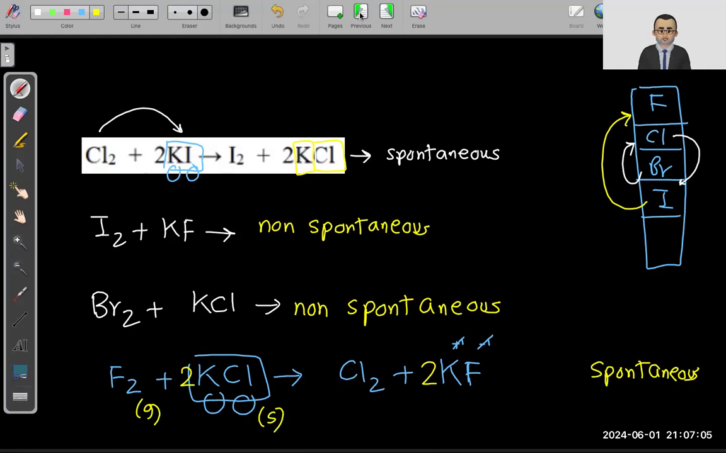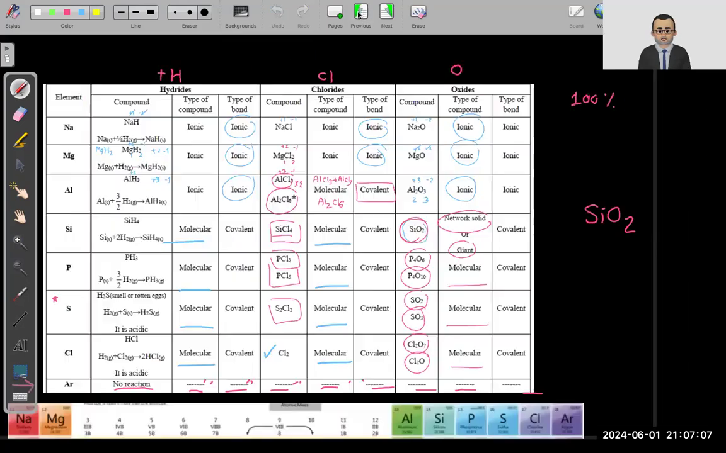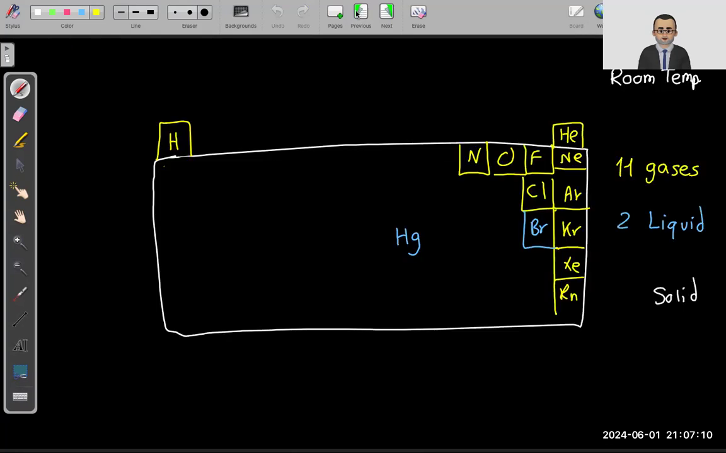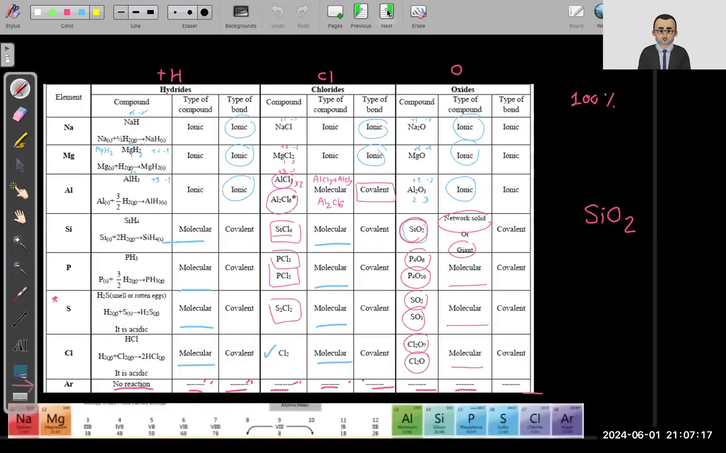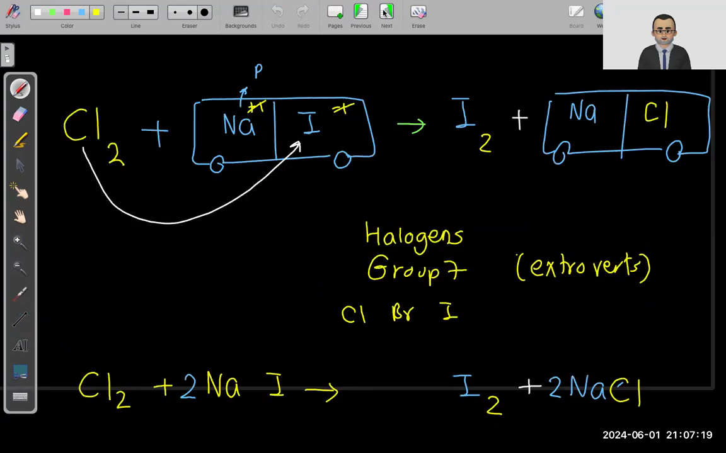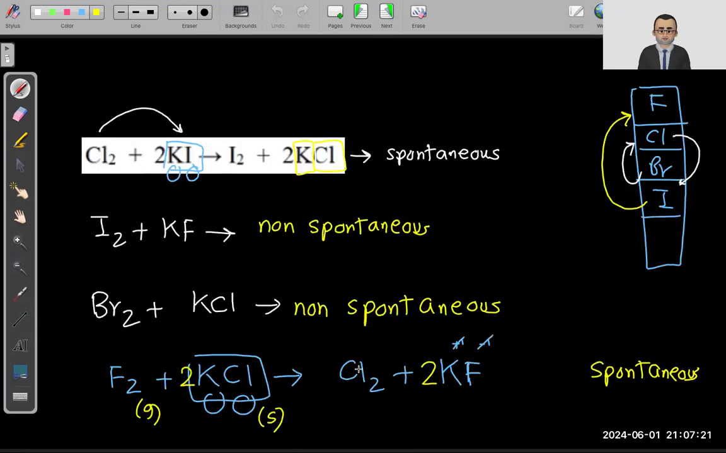We said that any reaction between potassium and hydrogen or potassium and bromine makes a solid. So this one is a solid. And Cl2 is produced. This is a gas also. And this is a solid. If you have I2, it will be solid, and Br2 is liquid, because we said Br2 and Hg are liquids, right?